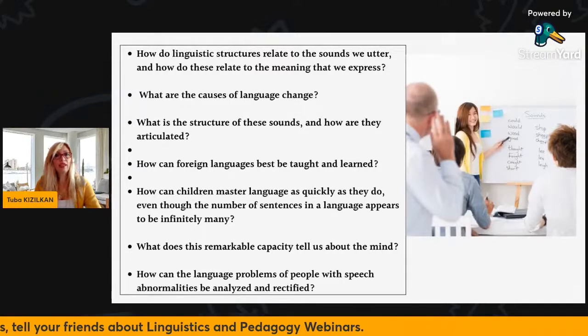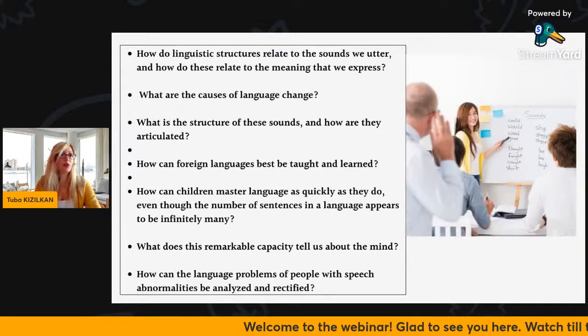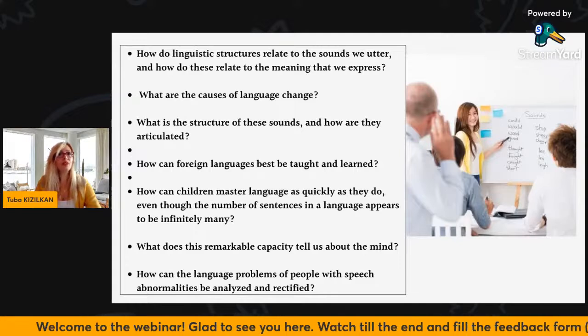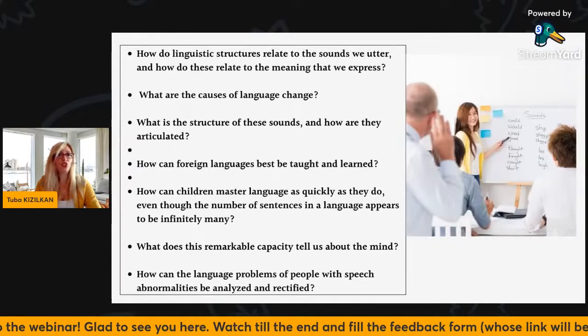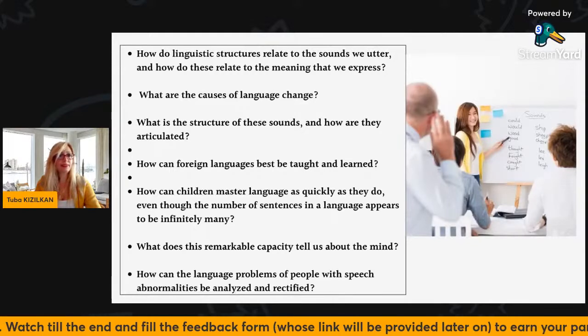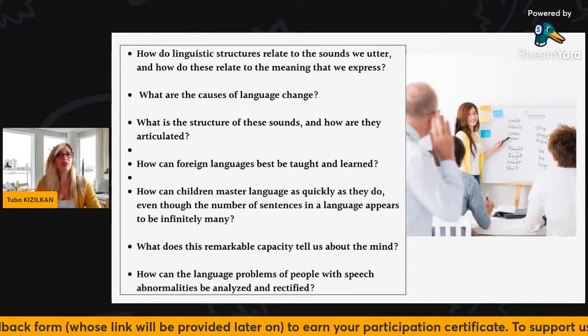And we can go like that. How do the linguistic structures relate to the sounds we utter, and how do they relate to the meaning that we express? That's a very interesting question, I think. And what are the causes of language change? And what is the structure of the sounds, and how are they articulated? The articulation is also an important part of linguistic studies.